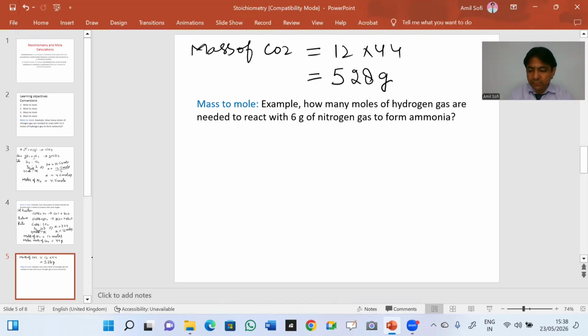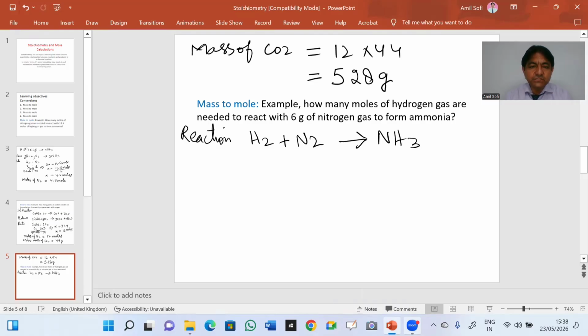Let's move to another part, that is mass to mole. How can we convert mass to mole? Let's see this. How many moles of hydrogen gas are needed to react with 6 grams of nitrogen gas to form ammonia? So let's write the reaction first. Reaction is, again, hydrogen. It was the first part we did. Same, but the values are different. And nitrogen gives ammonia. So NH3.